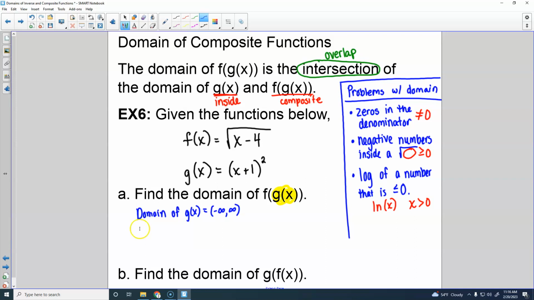But when we find f of g of x, we are going to have to take g of x and plug it into this equation. So that is going to be the square root of x plus 1 squared minus 4. Oh, I'm remembering why I had those absolute value problems before.